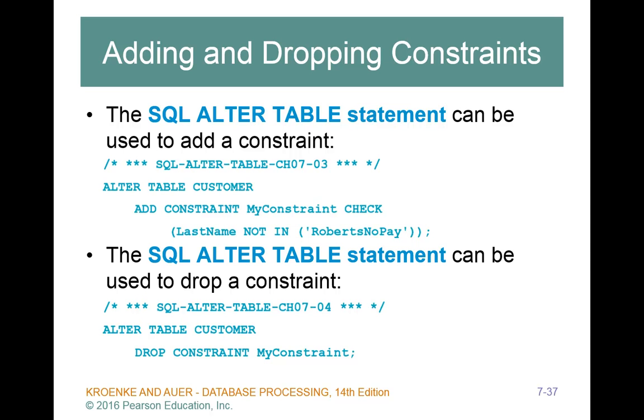So in our first example, we're using the alter table statement to add a specific constraint, a new check constraint to make sure that Robert's no pay is not in the last name column. And in our second example, if we wanted to just drop the constraint, it'd be the alter table, we indicate what the table is, and then just use the drop constraint statement and indicate what constraint based off of what we named that constraint. Again, remember how I told you we can call on those specific constraints as we create them.